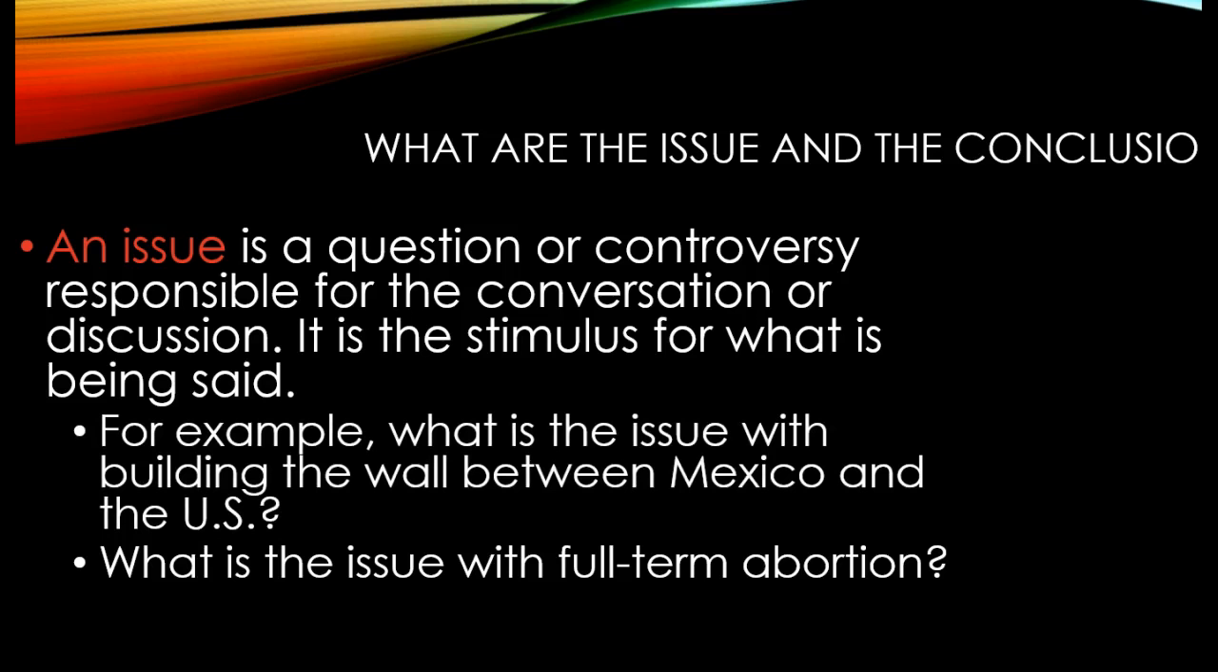So for example, what is the issue with building the wall between Mexico and the US? Okay, so I think there's a number of issues. In addition to the country's security, border security, there's also probably drug trafficking. There's probably the issue of immigration, illegal immigration. So there's a number of issues that connect to building that wall.